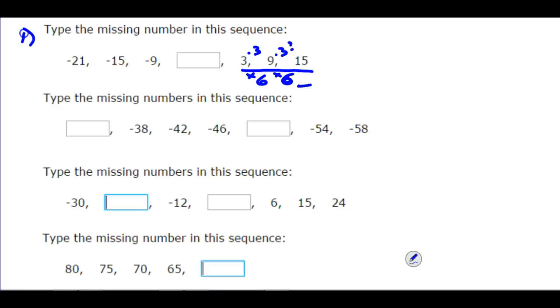So go back to the very beginning. Negative 21 plus 6 is negative 15. Negative 15 plus 6 is negative 9. Negative 9 plus 6 is negative 3. And then just to be overly particular, negative 3 plus 6 is 3. And I know that I've found the missing number. Not only have I found the missing number, but I've found a number that's called the common difference. The common difference is 6. And it's positive 6 because every time that I'm doing something to a number in this sequence to get the next one, I'm adding 6.